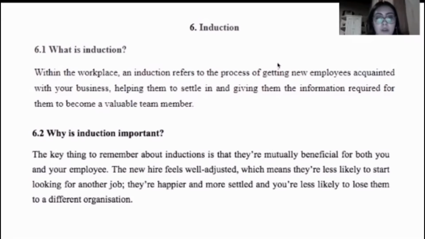Induction is known as an orientation, or a process of making the new employee familiar with the work environment and the fellow employees. It is important because it is mutually beneficial for both you and the employees, and they are less likely to start looking for another job. They're happier and more settled, and you're less likely to lose them to a different organization.